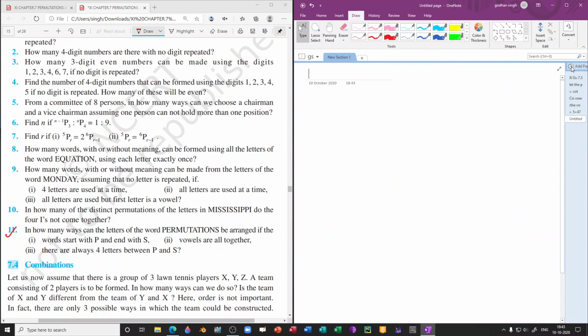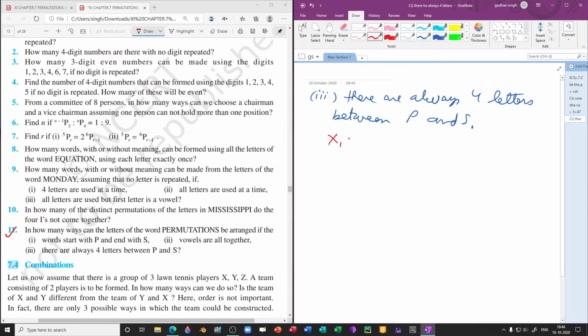Now let us go to the third part. There are always 4 letters between P and S. Let us make a diagrammatic view of this: X1, X2, X3, X4, X5, X6, X7, X8, X9, X10, X11 and X12. So what it says is that there are always 4 letters between P and S.